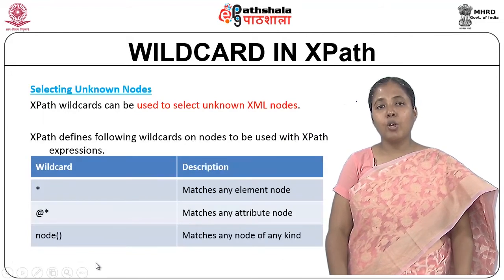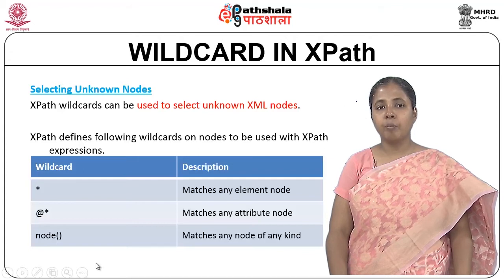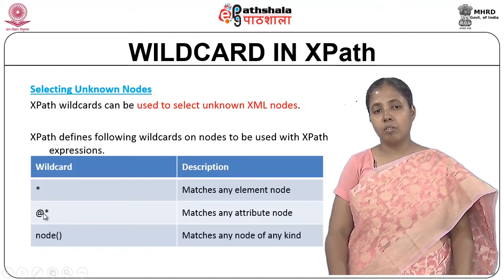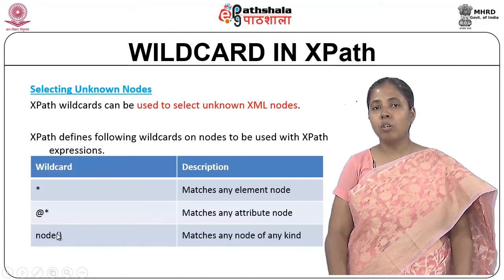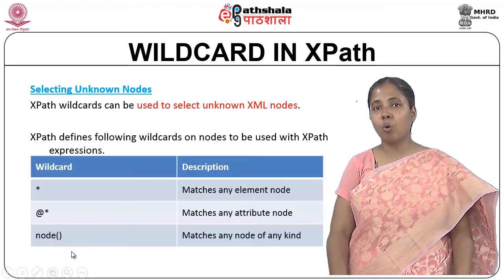Now, how do we select unknown nodes? We have support for wildcards in XPath. This is to select unknown XML nodes. The wildcards used are an asterisk, which matches any element node, and at asterisk, which matches any attribute node. The at symbol represents an attribute in an XML file. So this attribute can be anything that matches any attribute node, and the node function matches any node of any kind.